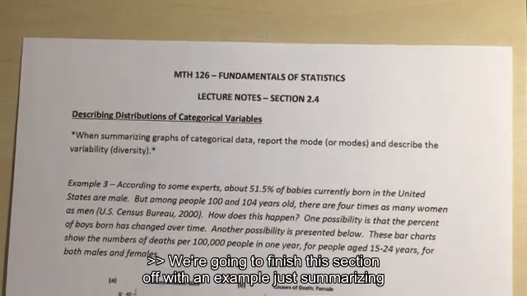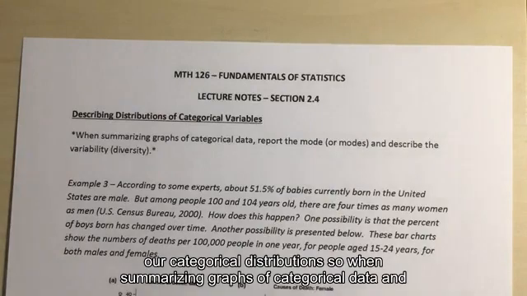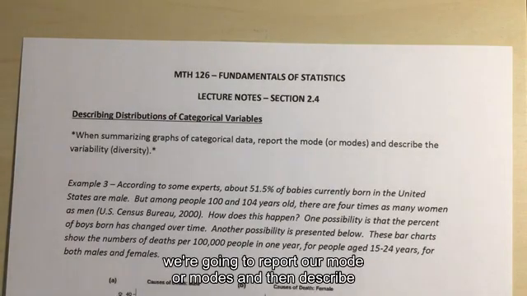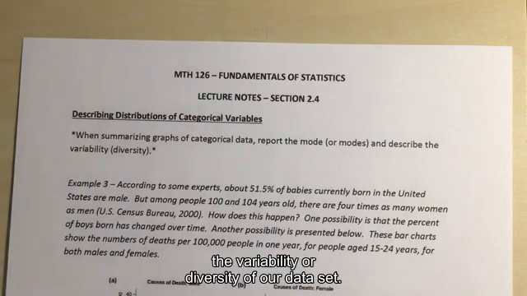All right, so we're going to finish the section off with an example just summarizing our categorical distributions. When summarizing graphs of categorical data, we're going to report our mode or modes and then describe the variability or diversity of our data set.